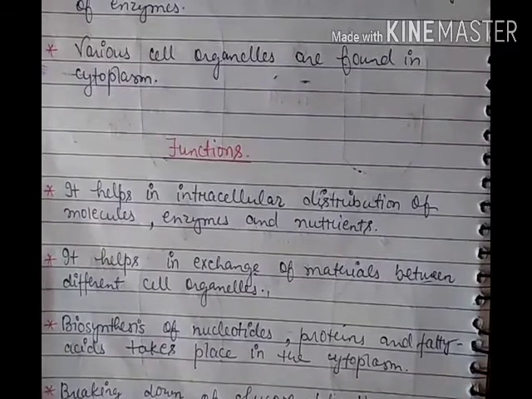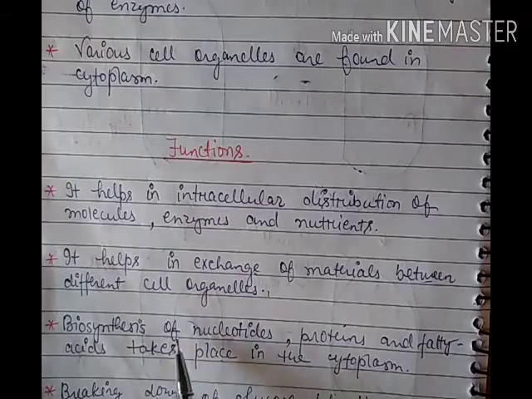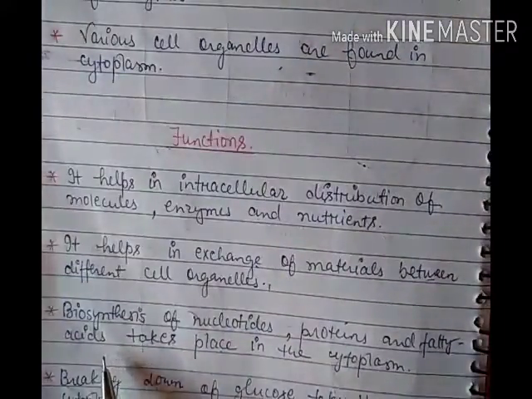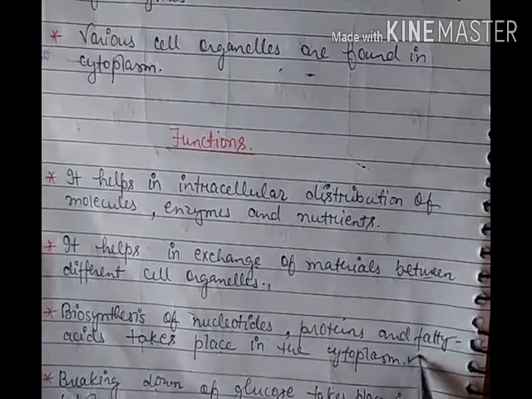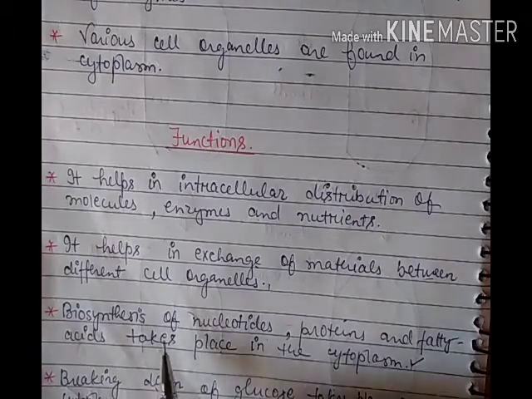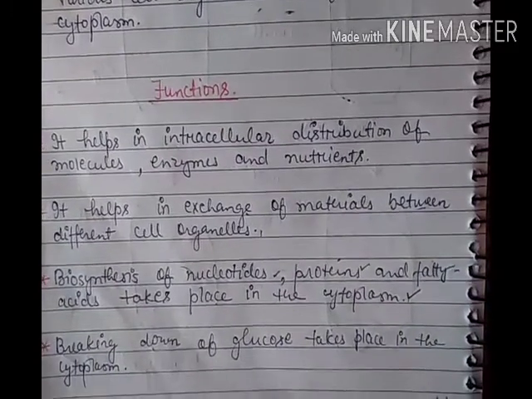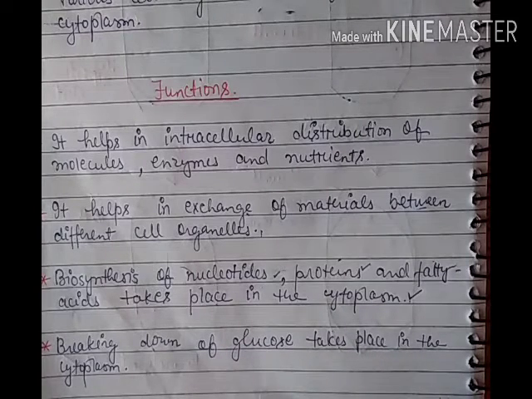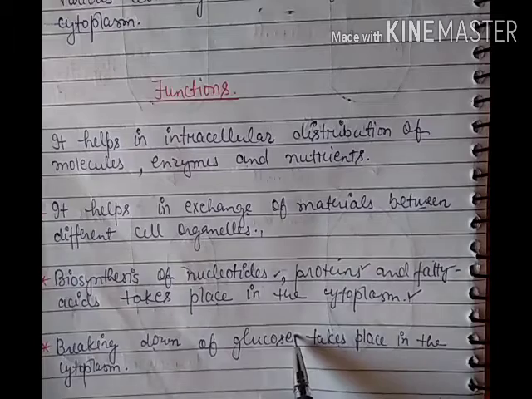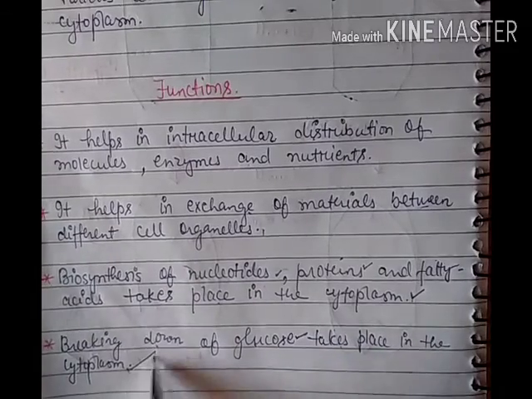Next, it provides space or a site for the biosynthesis of nucleotides, proteins and fatty acids. The cytoplasm provides the site and location for the production of nucleotides, proteins and other molecules like fatty acids. The breaking down of glucose takes place in the cytoplasm. As you know, glucose is broken down in the cell for the production of energy, and that process of breaking down of glucose takes place in the cytoplasm as well.